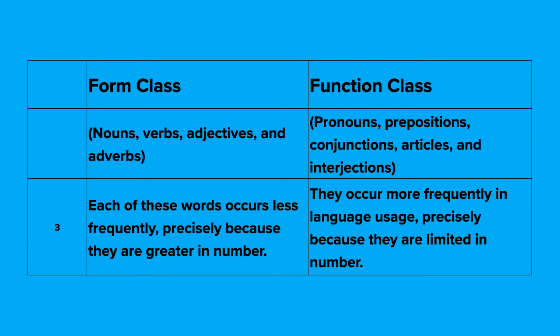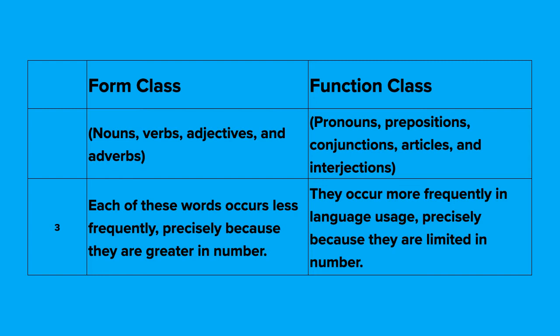Now the third point, as far as form class words are concerned, each of these words occurs less frequently precisely because they are greater in number. So we already mentioned that form class words are much more numerous than function class words. Precisely because of this, each of those words occurs less frequently in our usage.